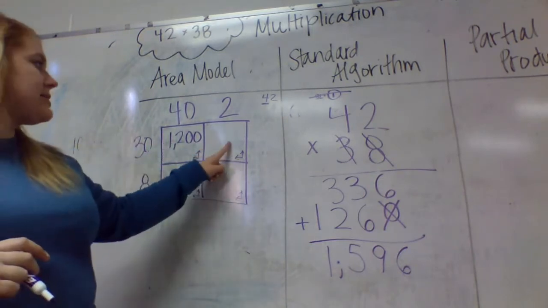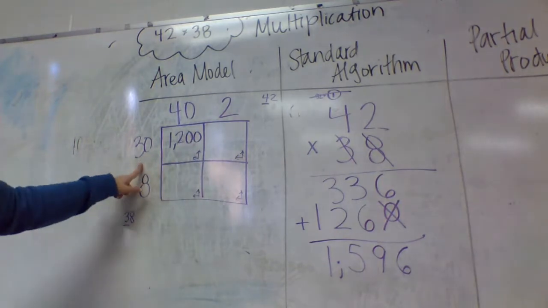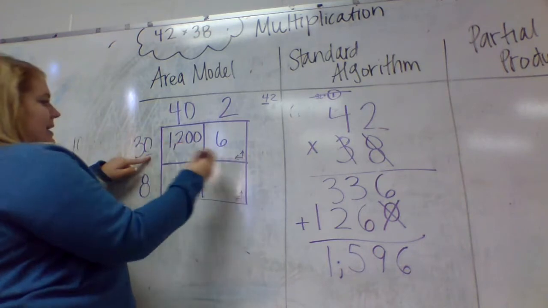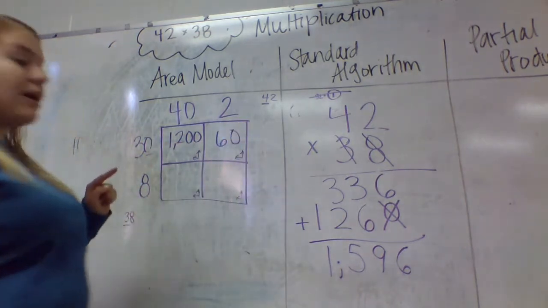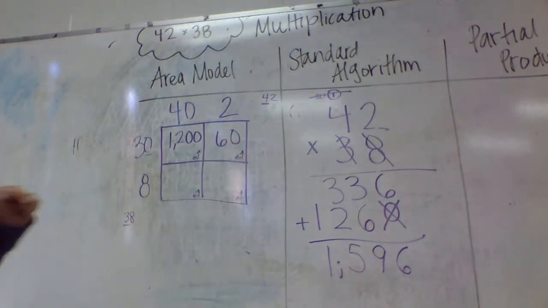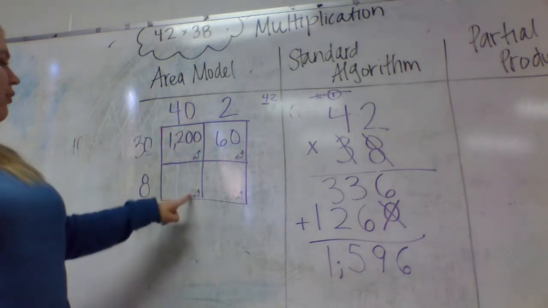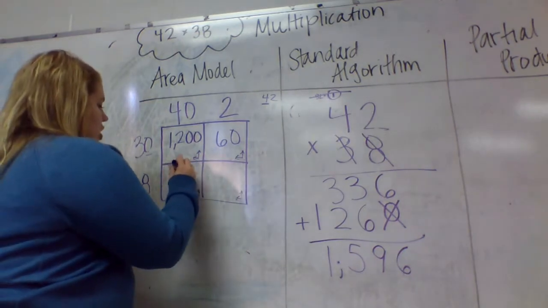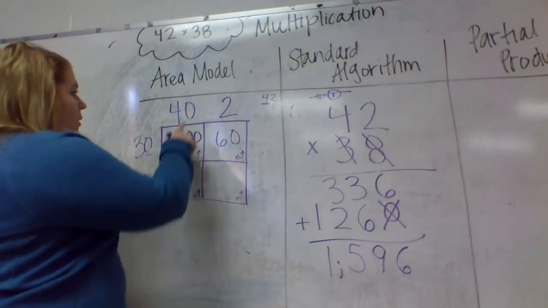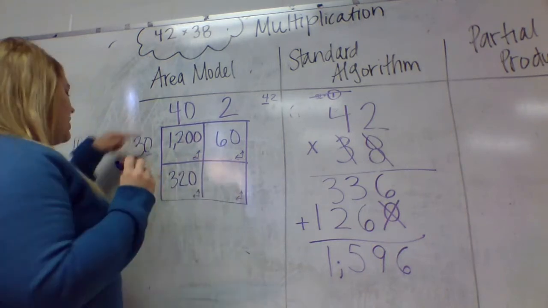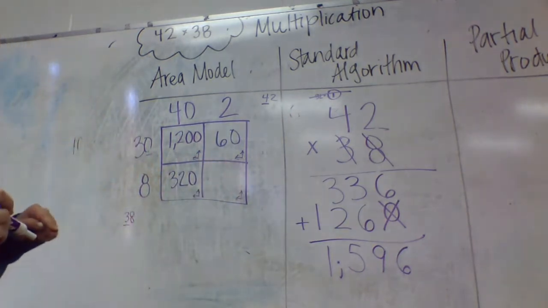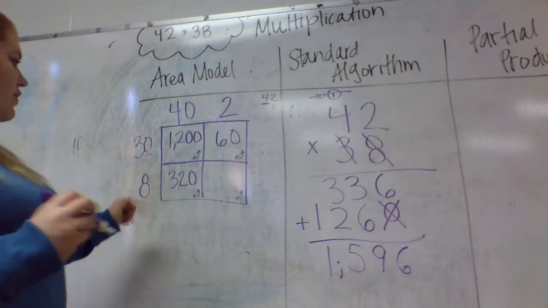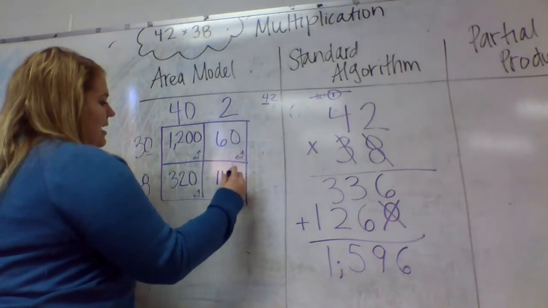Now when I come to this box, I'm going to go up and all the way over. 2 times 3 is 6, and I need to add in my 0, so 2 times 30 is 60. Down here I go all the way up, 40 times 8, I know 8 times 4 is 32. Bring down my 0, so 40 times 8 is 320. And now I've got this last box all the way up to 2, all the way over to 8. 2 times 8 is 16.